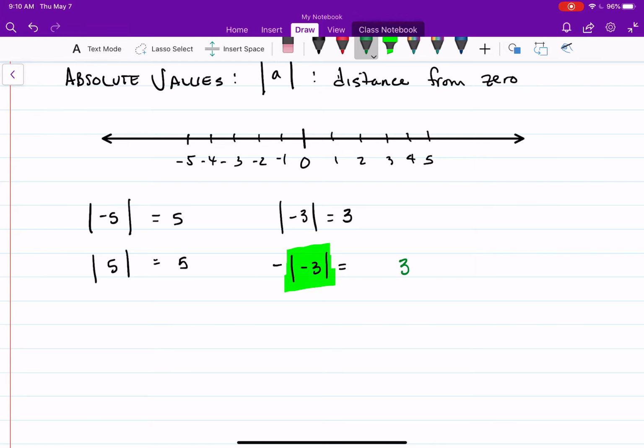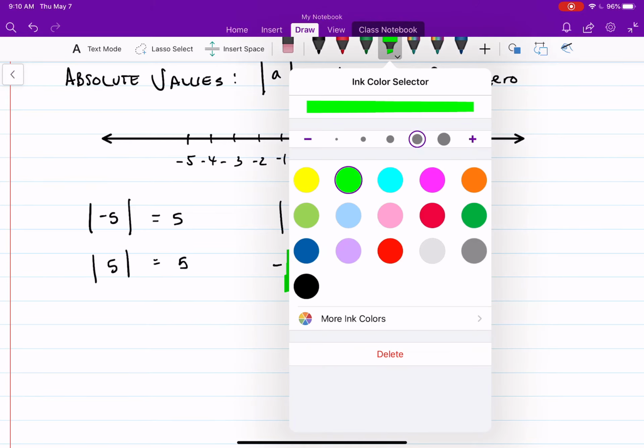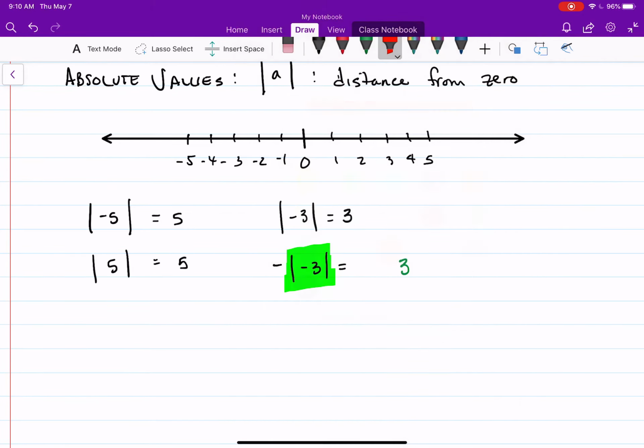That's the green part. But the outside of it, let's make it red. Let's see what that looks like. That tells me to now negate that 3. Or, you know what, let's undo and make it red as well. So that's going to tell me to negate the 3, so therefore I have a negative 3. Okay? So there are things that will make the end result possibly negative.